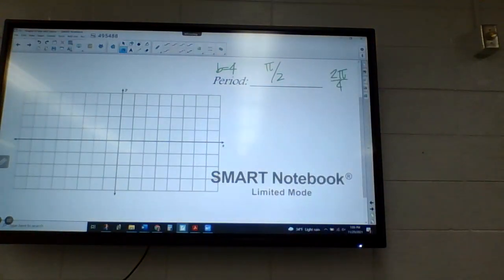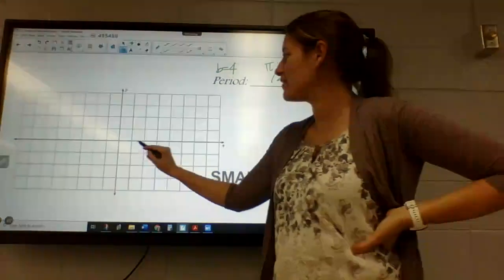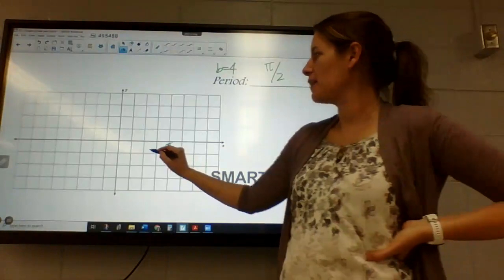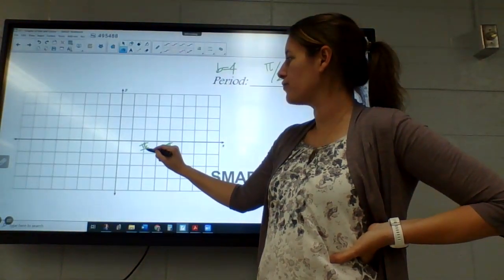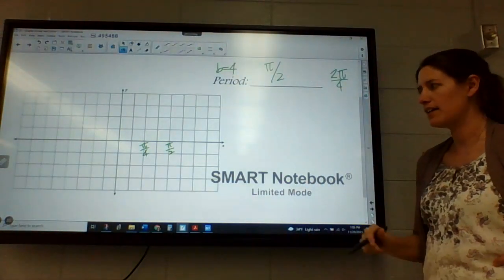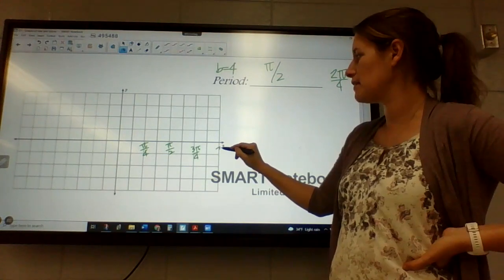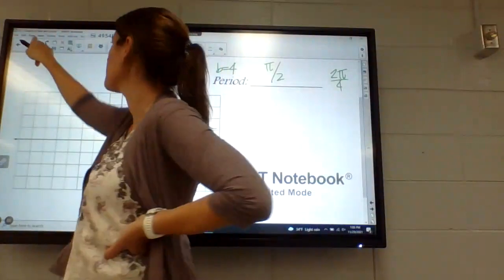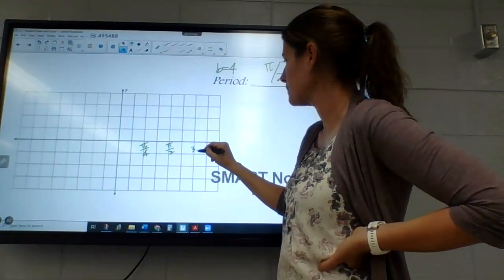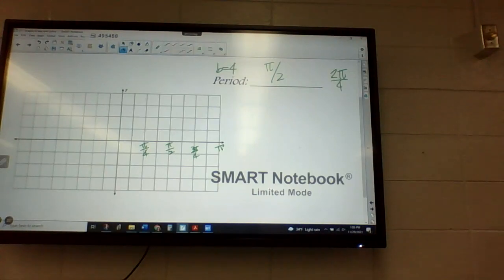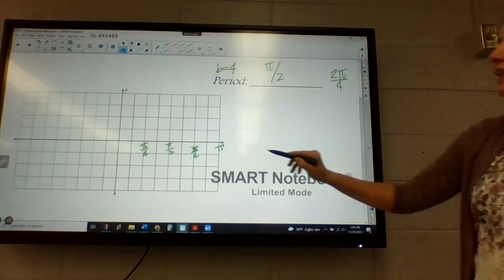I got 4 graph lines. Pi over 2 on the 4th line. So 1, 2, 3, 4. Agreed. So she did pi over 2 here. Then this would be pi over 4. You guys okay with that? Yes. And 3 pi over 4. Oh, this should be pi then. So this would be pi. So she did like every other.